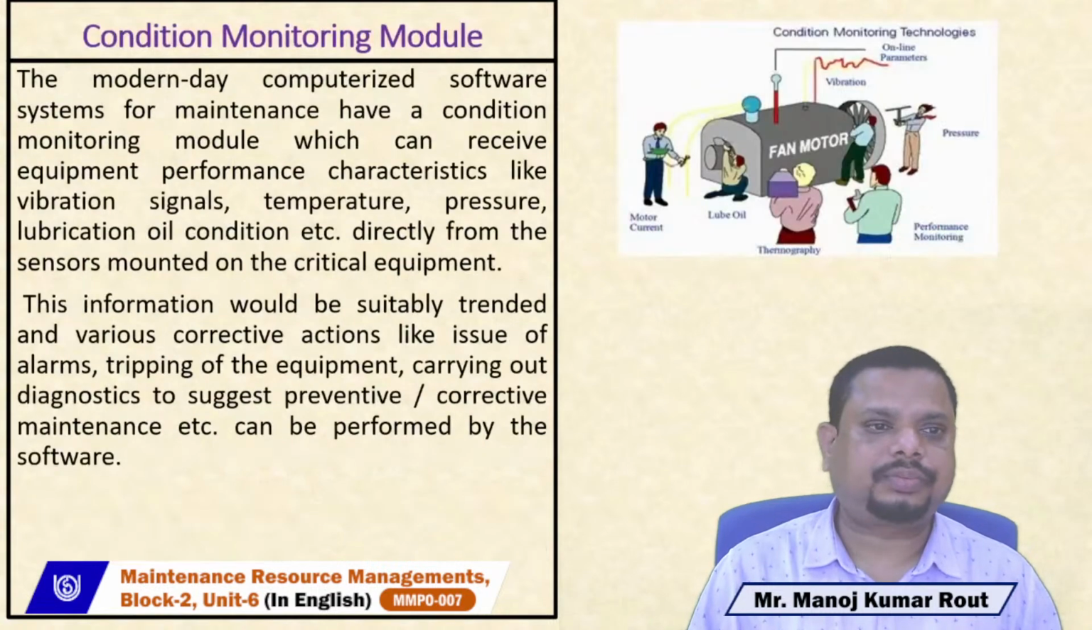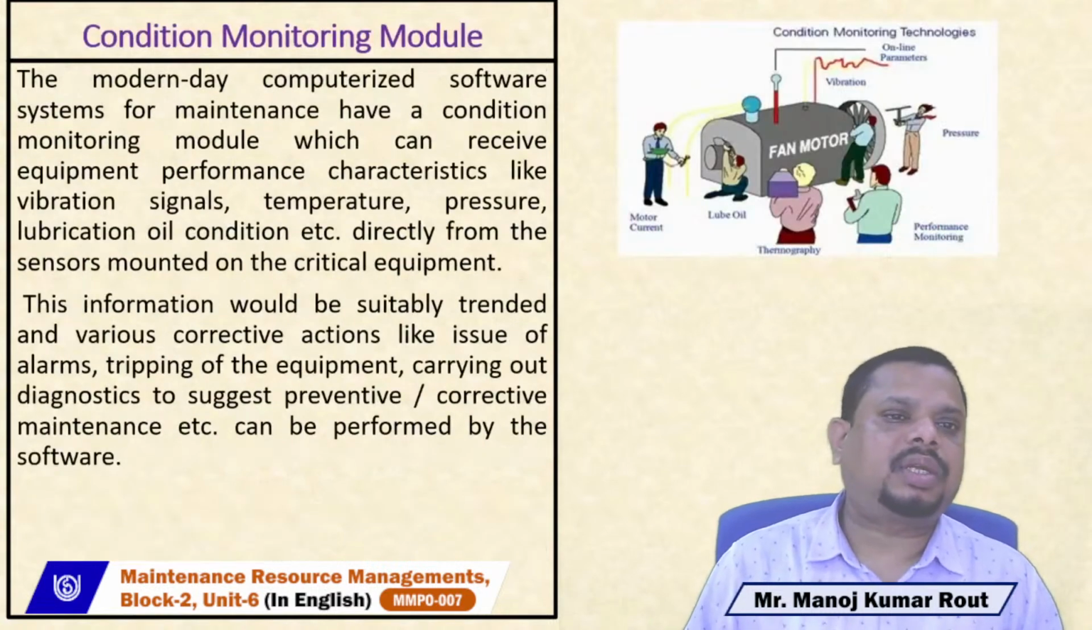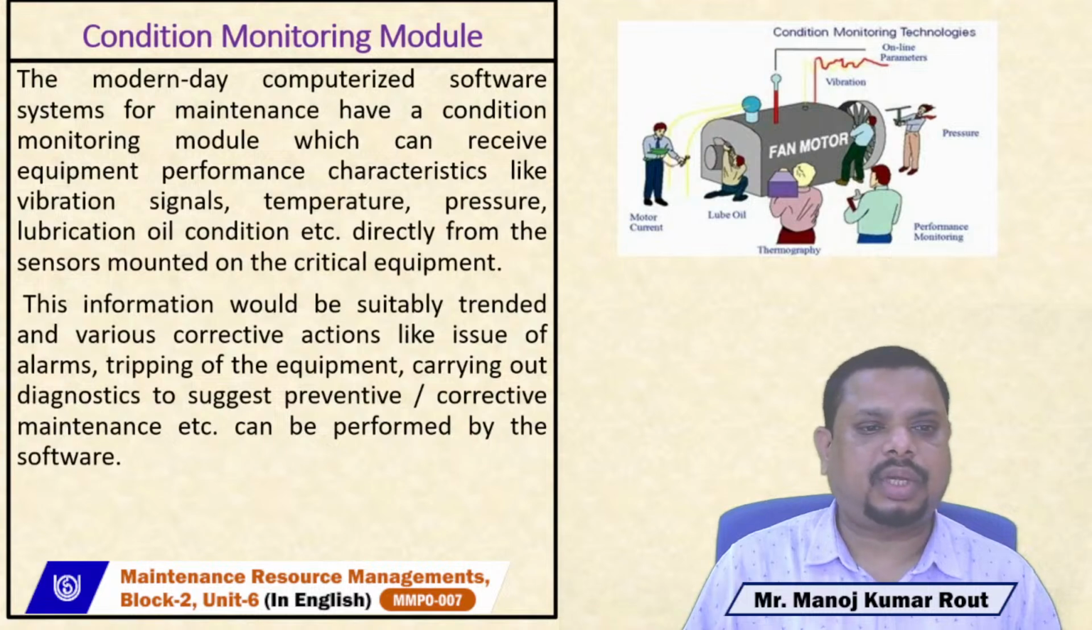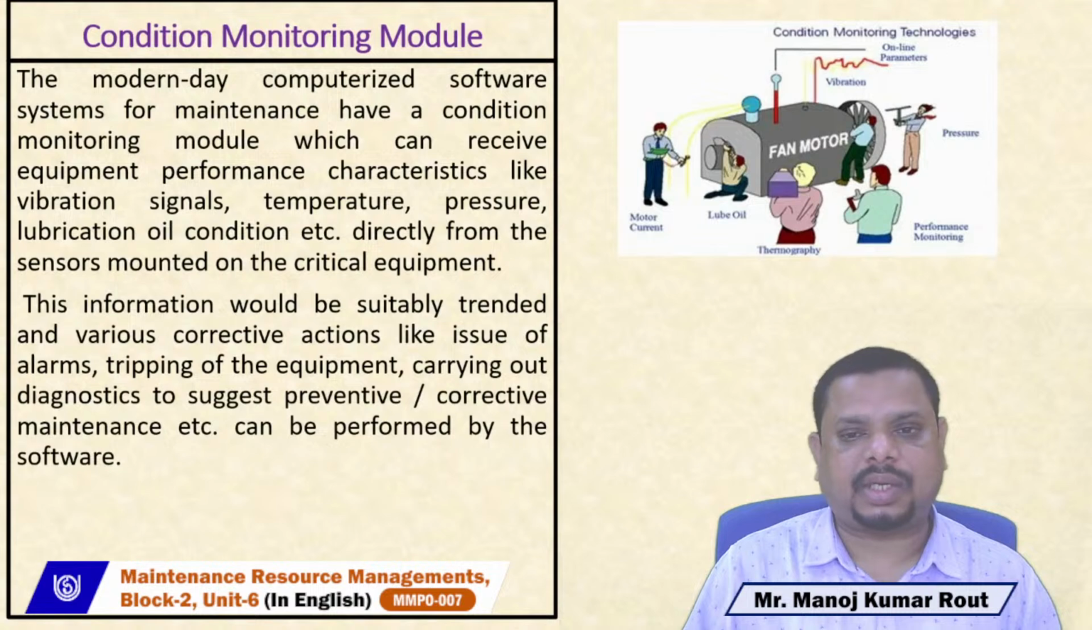Moving to next one. The next one we have condition monitoring models. So in modern days, computerized software for maintenance have a condition monitoring model which receives equipment performance characteristics. So what are the characteristics we have? First one is vibration signals, temperatures, pressures, lubrication oil conditions directly from the sensor mounted on the critical equipment.